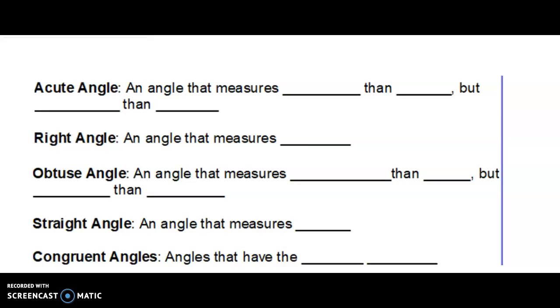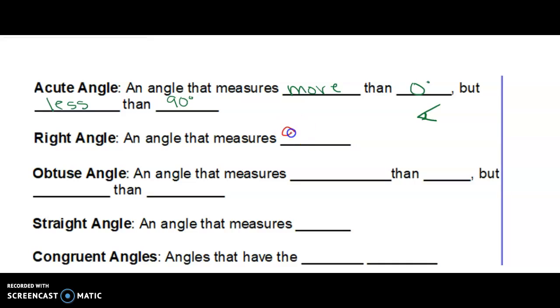All right, here's some vocabulary you probably should know. If you don't, that's okay, but you really need to learn these. So an acute angle would be an angle that measures more than 0 degrees but less than 90, okay? So this would be an acute angle because this is less than 90 degrees.